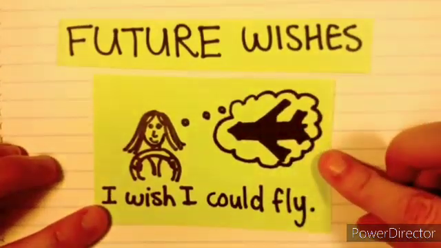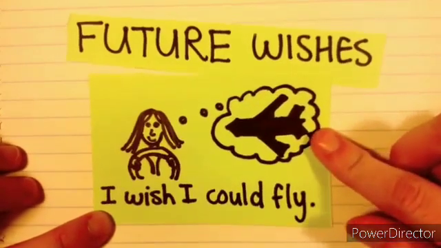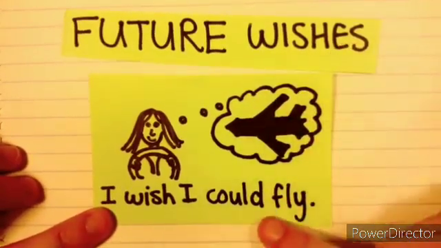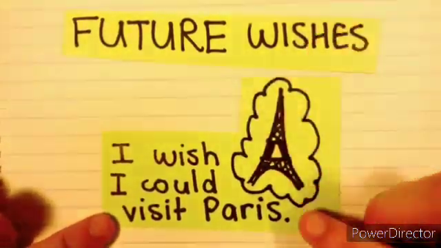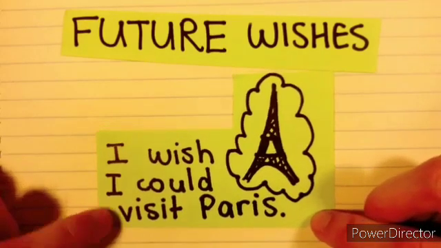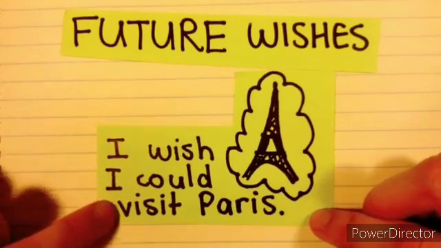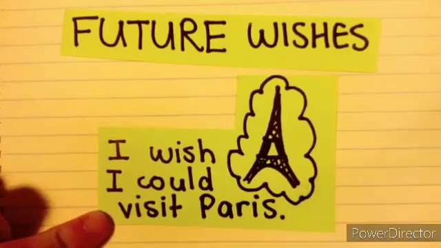In another example, I wish I could fly. I want to be able to fly, so I say, I wish I could fly. What about, I wish I could visit Paris? We want to be able to visit Paris, so I say, I wish I could visit Paris. Anytime in the future, I wish I could visit Paris.